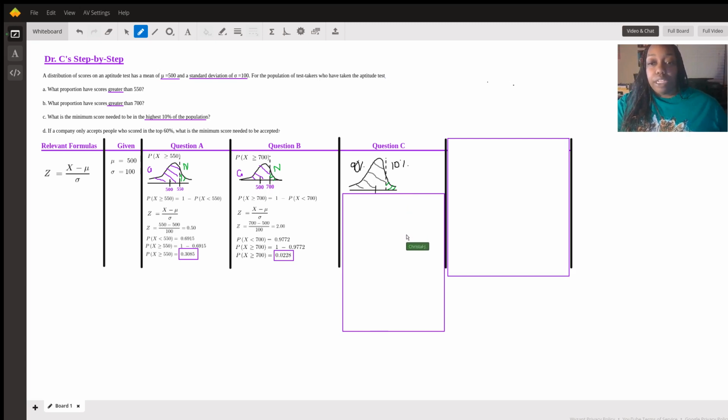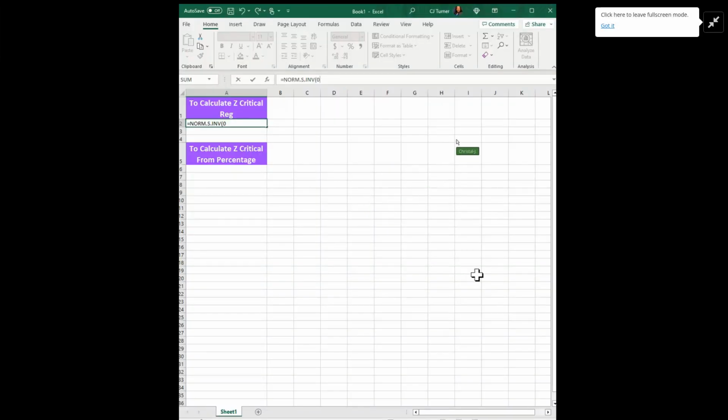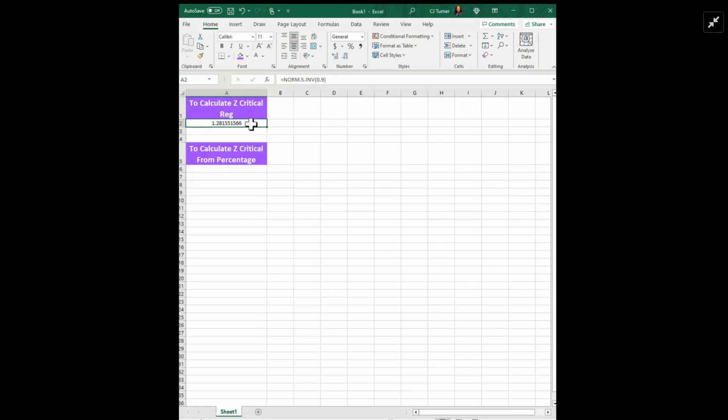So to find that, the z-table chart is only going to give us the area to the left. My recommendation is to use something like Excel. Okay, and when we look at something like Excel, we put norm.s.inv, and we're going to put the probability, so 0.9. And that's going to give us a z-score of about 1.28. We always round that to about 2 decimal places.